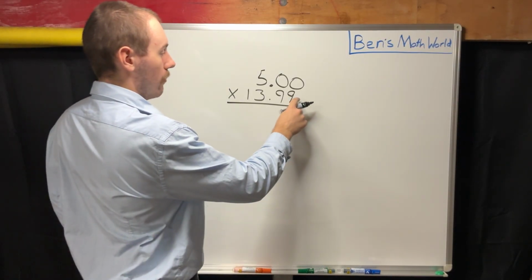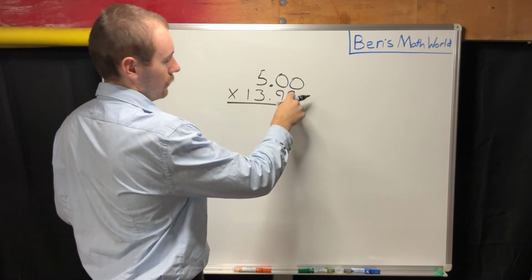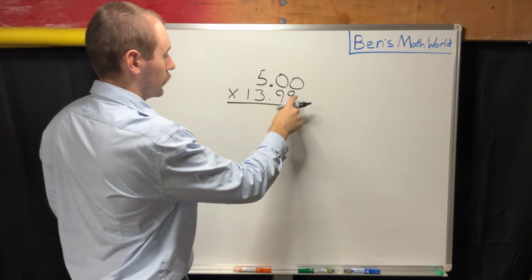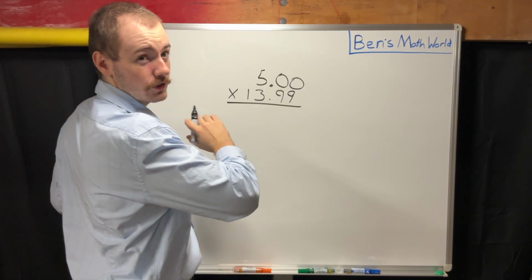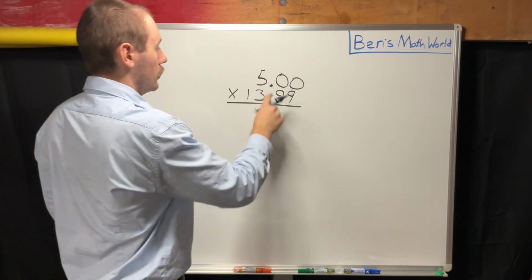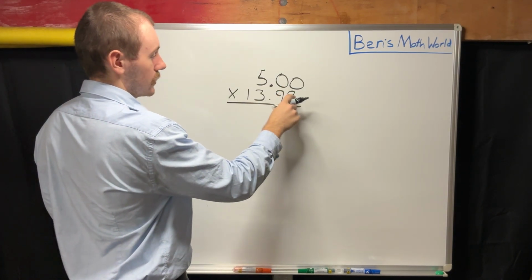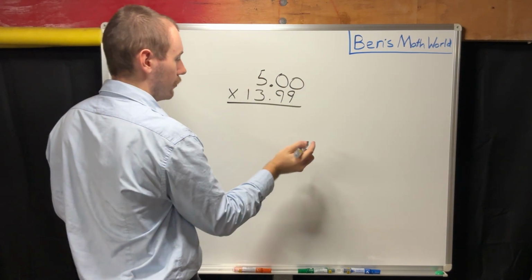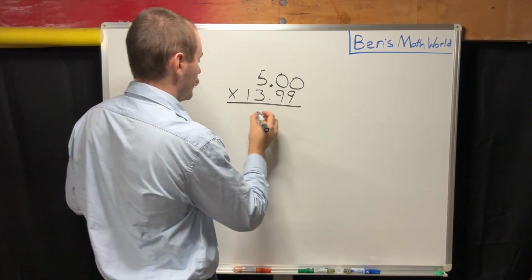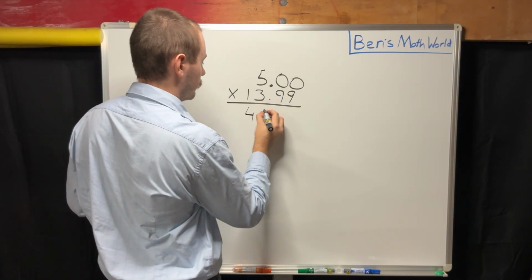So remember, we do 9 times 0, we do 9 times 0. We're going to ignore that. We're going to go straight for the 9 times 5 because we know 0 times anything is just 0. So this is going to be 0. This is going to be 9 times 500. That will be 4,500.